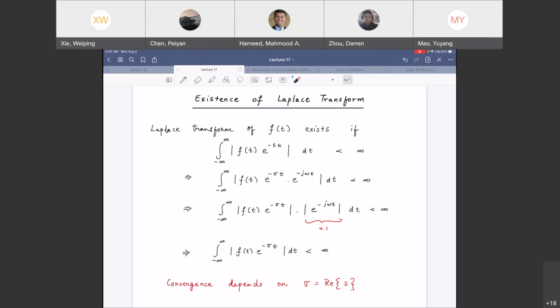The actual signal that you are looking for to be absolutely integrable is f of t e to the minus sigma t, which means that the convergence is going to depend only on sigma, which is the real part of s. Which means that your regions of convergence will never have a limit in the y direction. They will always have a limit in the x direction, because the y is the j omega axis. The x is the real part of s axis, which is sigma.